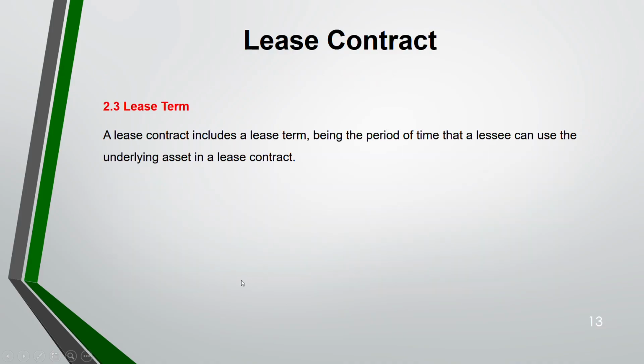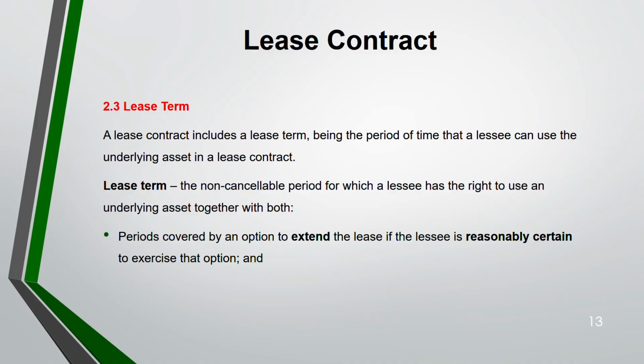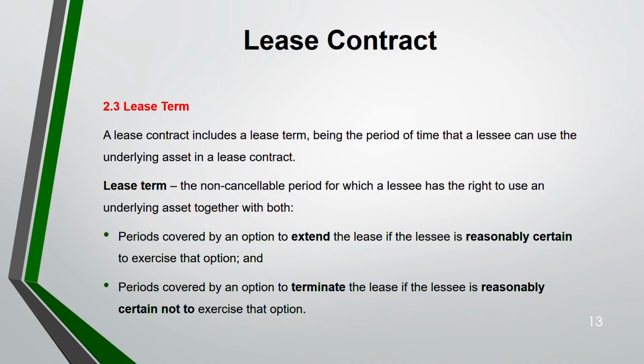Now the lease term, very important. A lease contract includes a lease term also. That is the period of time that the lessee can use the asset in a lease contract. What is the lease term? The non-cancelable period for which the lessee has the right to use an asset, together with both periods covered by an option to extend, and periods covered by an option to terminate the lease.